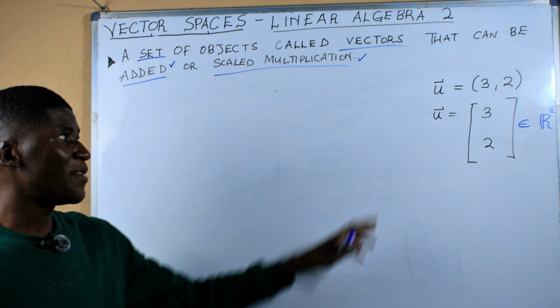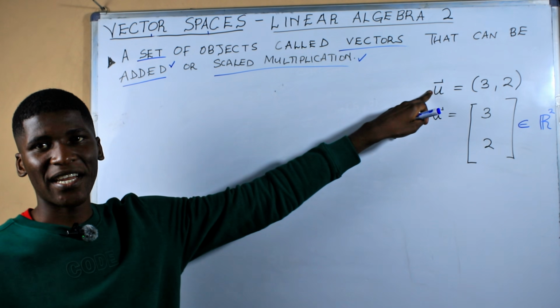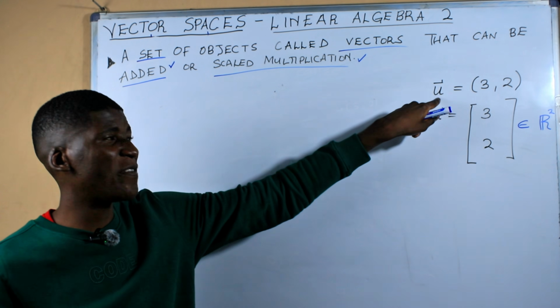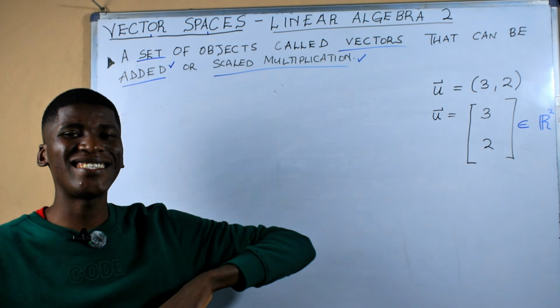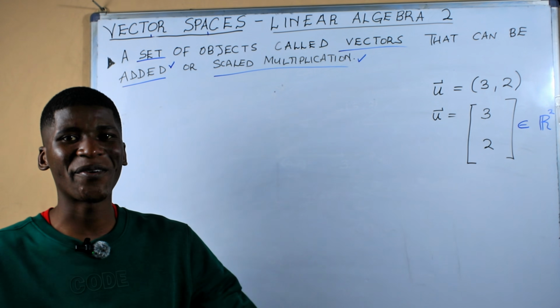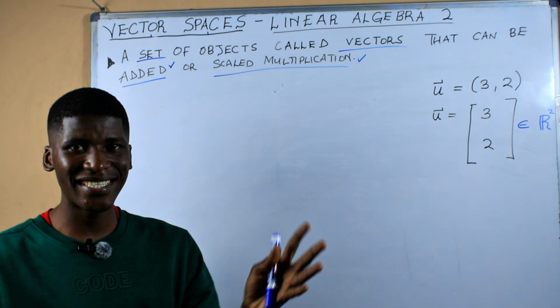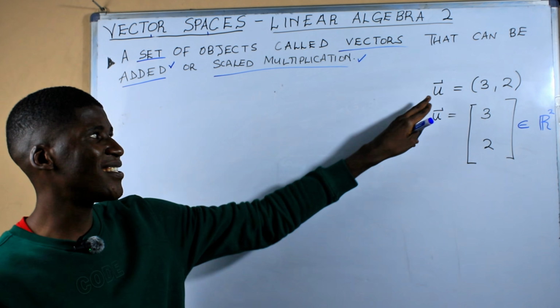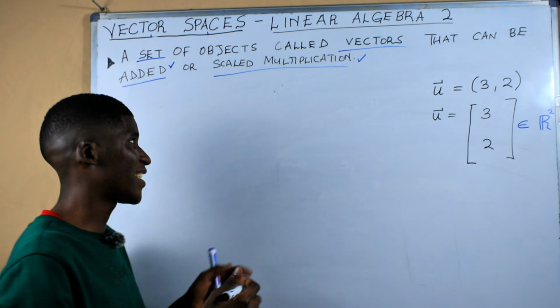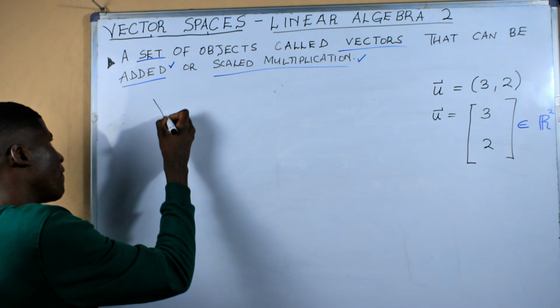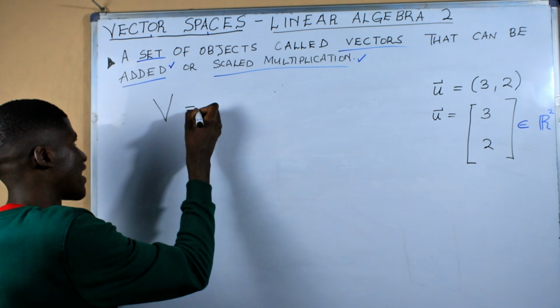So usually, let me just say I want to represent this as a general vector space, because this U is one specific vector. The vector space is a set, more like a collection of them. So this is one vector. How can we represent it generally? A vector space V can actually be written as a set.